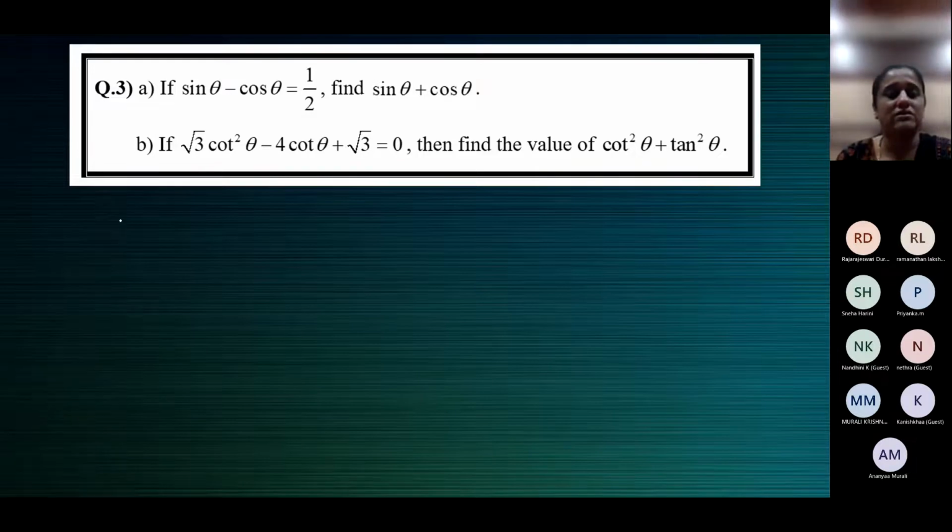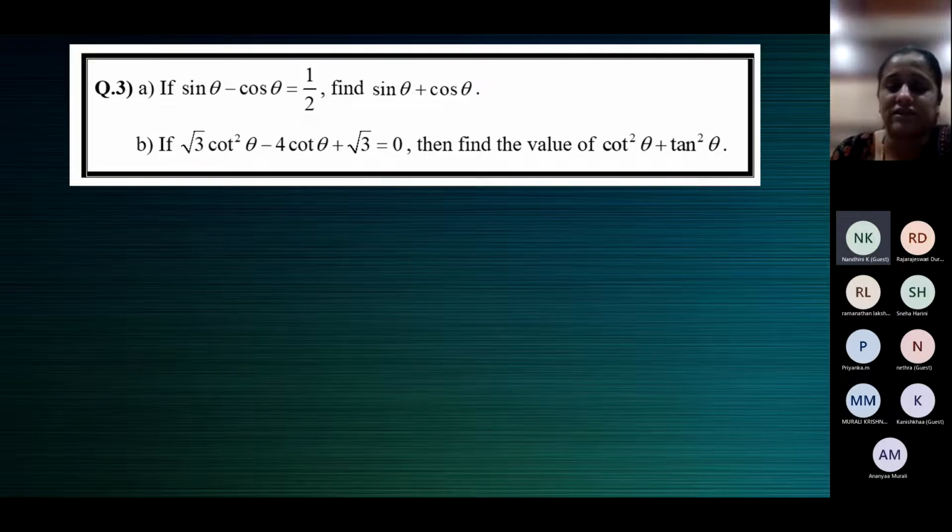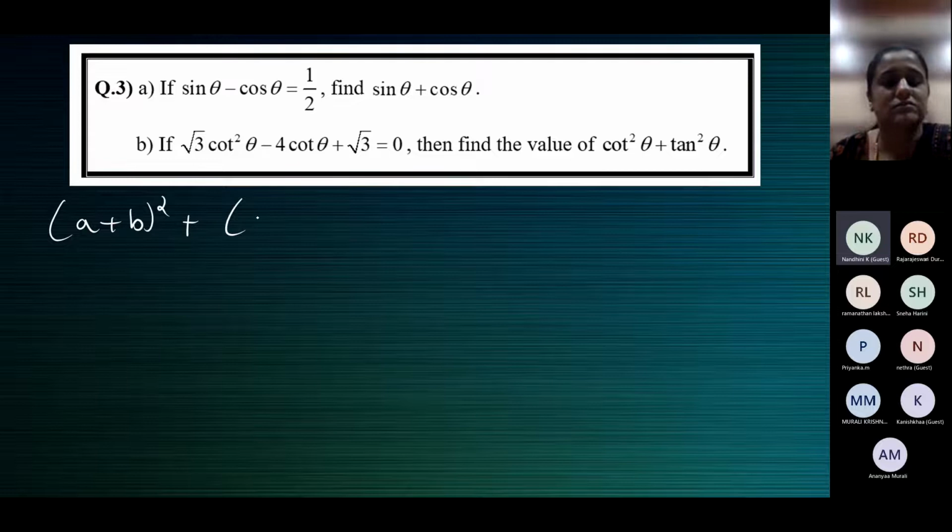Please tell me the two algebraic identities involving A plus B and A minus B. Yeah, Rajeshwari is ready. Yes? Ma'am, A plus B the whole square plus A minus B the whole square is equal to 2 into A square plus B square.